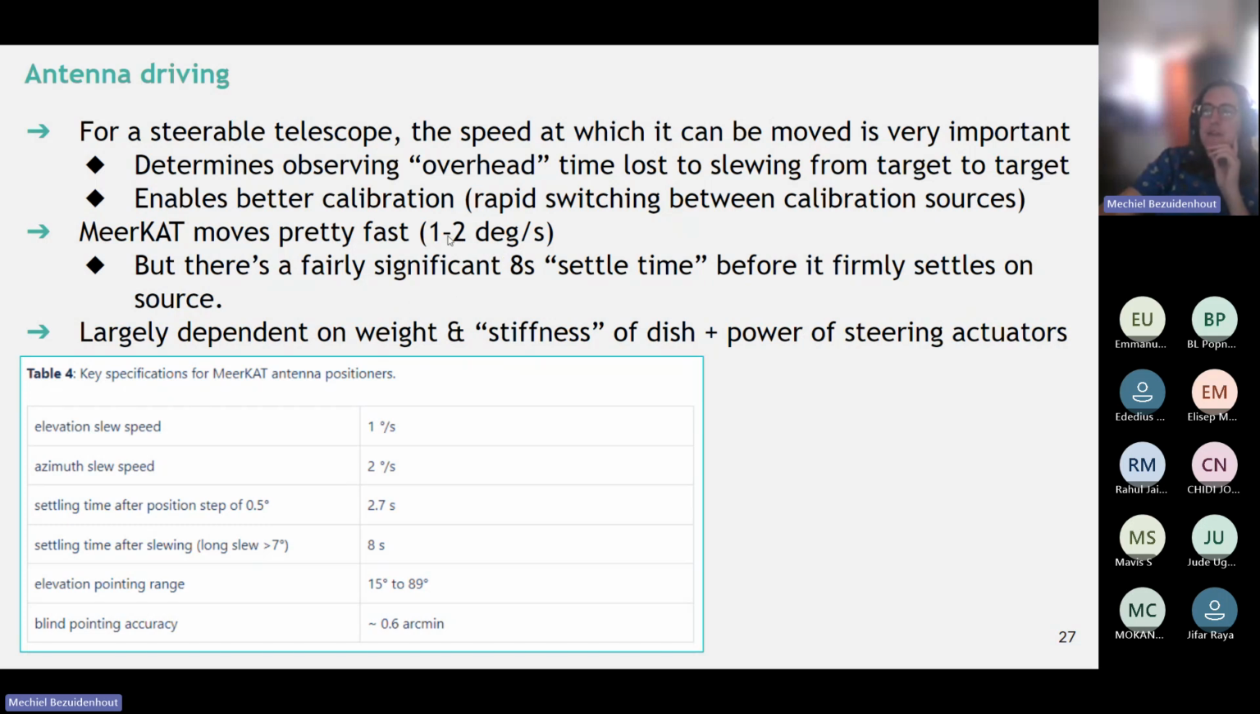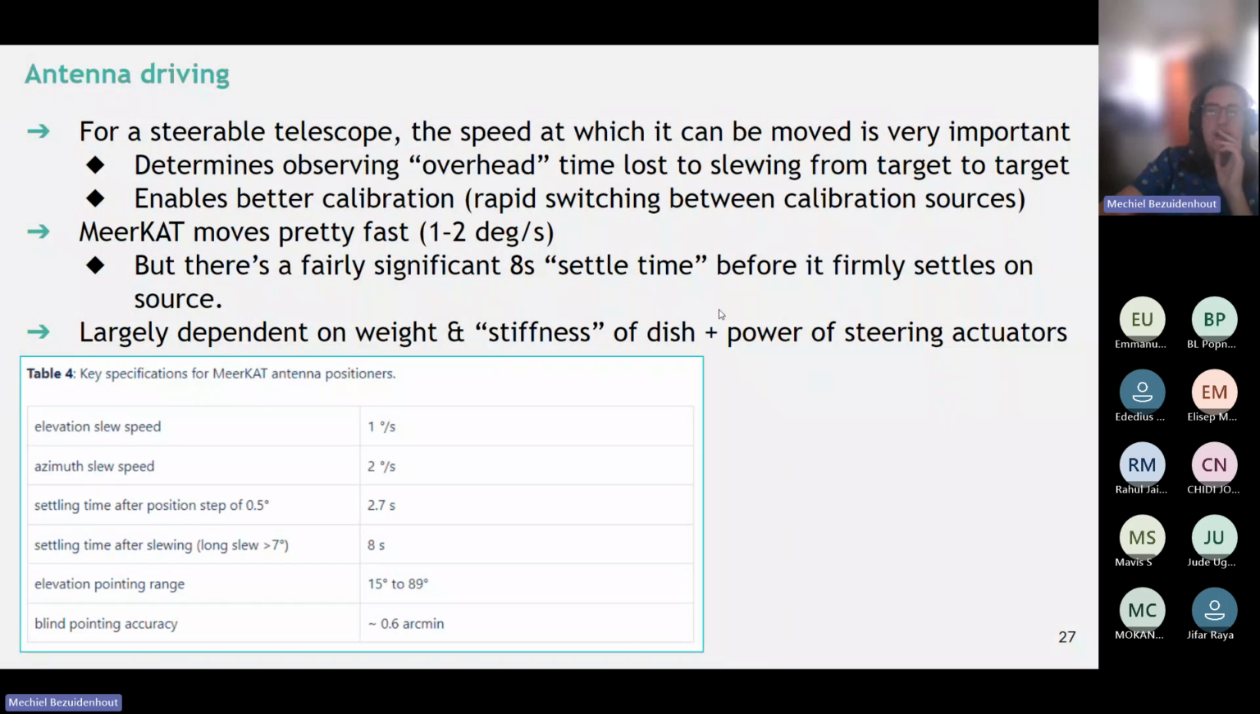So it's much faster than, for instance, the Parkes telescope. But there's a fairly significant settle time before it settles on the source. And I think that has to do with making sure all of the 64 antennas are pointed in the same direction. So there's 8 seconds of overhead each time, which is actually a fairly significant problem. The speed of this steering is largely dependent on the weight and the stiffness of the dish, including the power of the steering actuators.